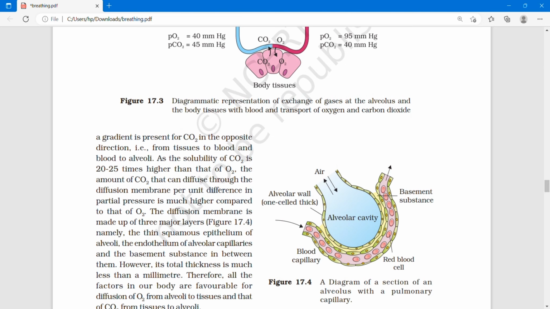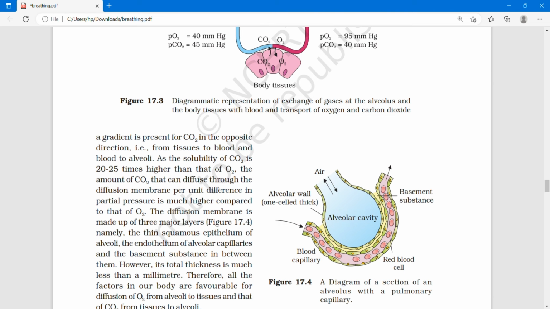A gradient is present for CO2 in the opposite direction, that is from tissue to blood and the blood to alveoli. The solubility of CO2 is 20 to 25 times higher than that of O2. The amount of CO2 that can diffuse through the diffusion membrane per unit difference in partial pressure is much higher compared to that of O2. The diffusion membrane is made up of three major layers, namely the thin squamous epithelium of alveoli, the endothelium of alveolar capillaries, and the basement substance in between them.